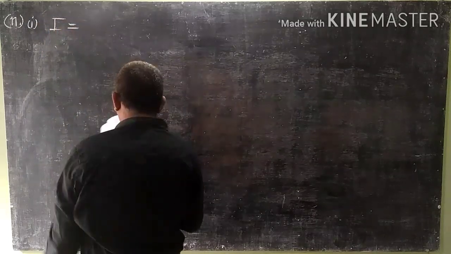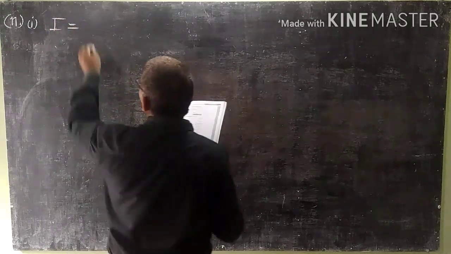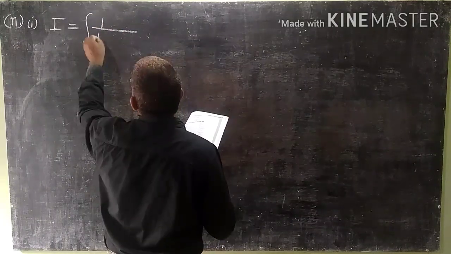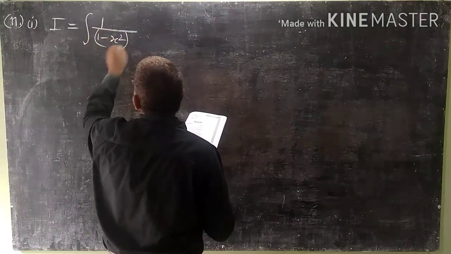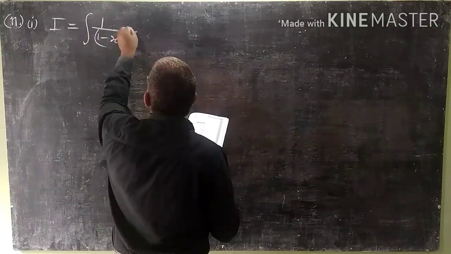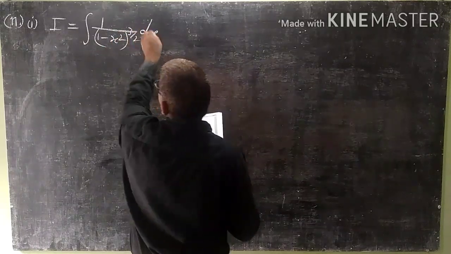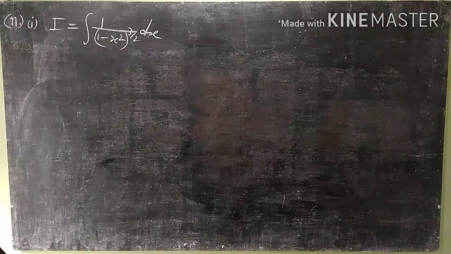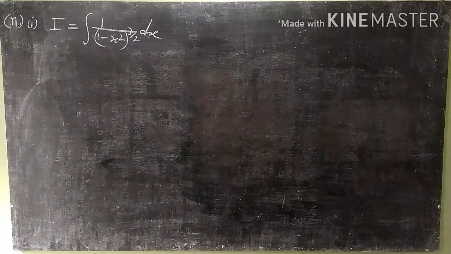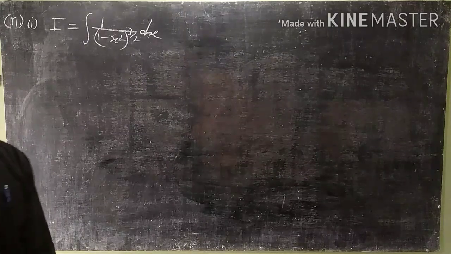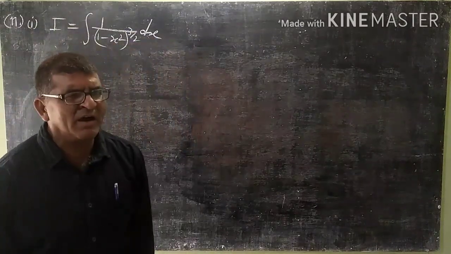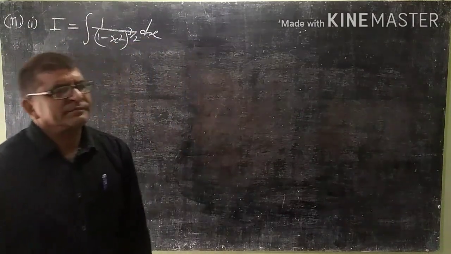Integration I equal to 1 upon (1 minus x square) to the power 3 by 2 dx. Now we have to suppose or imagine. So imagine that x equal to sine theta. Why we have taken sine theta? We haven't taken any other trigonometrical ratio.